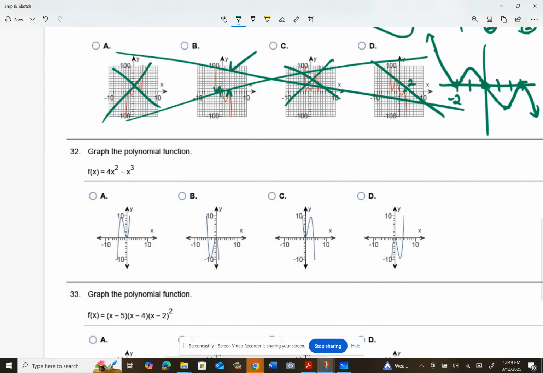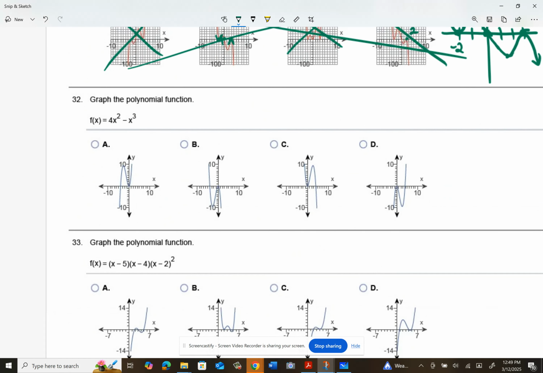and not just looking at the multiple choice answers. All right, now this one right here is a bit of an issue because it's not in factored form. It's also not in descending order, so this is really negative x to the third plus 4x squared. So the leading term is negative x to the third. So you know your end behavior. Because of that negative x to the third, you know it has to be basically falling.